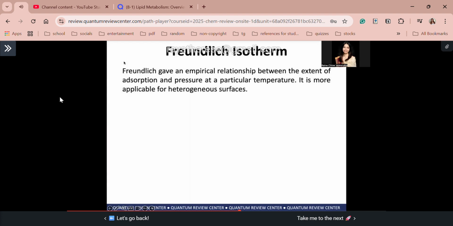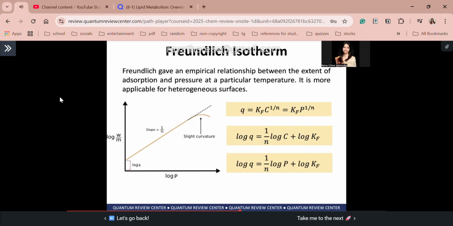Next, we have what we call the Freundlich isotherm. So, the Freundlich isotherm equation is another model used to describe how substances or the adsorbates stick to adsorbents. Okay? Pero mas flexible siya compared to the Langmuir model. Bakit? Kasi it is very applicable to the heterogeneous surfaces. Okay? So pag sinabi natin heterogeneous surfaces, we have surfaces with different types of sites.